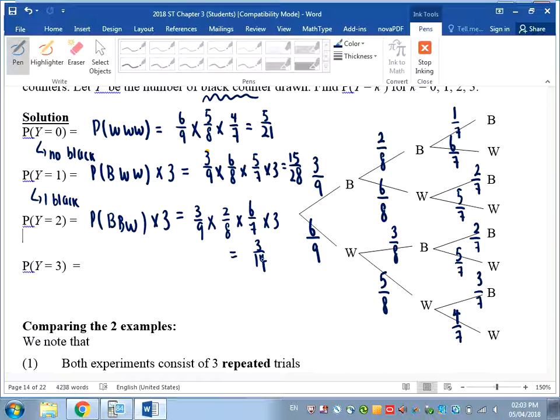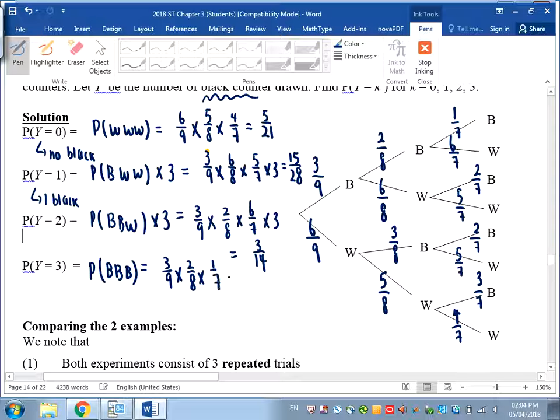Notice that this is also a random variable. So therefore, if I were to sum up all the probabilities, it must give me 1. Okay? But just to do a check, for the probability that I have 3 black counters, essentially I'm looking at the first branch. So this will be equals to 1 over 84.